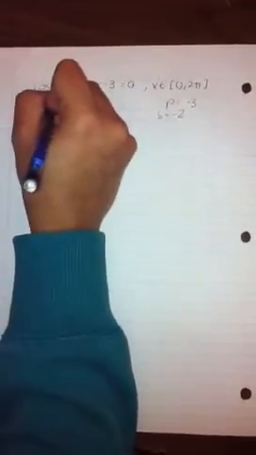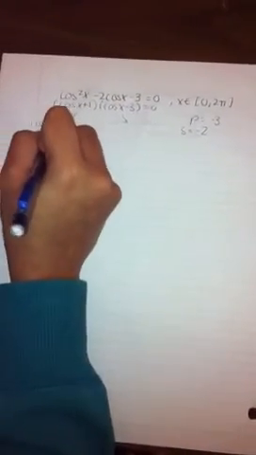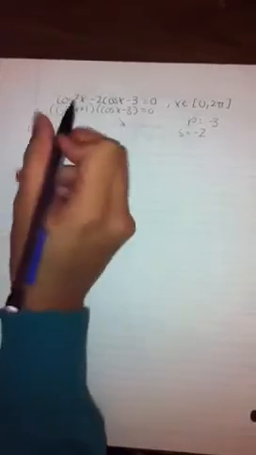So we have cos of x plus 1, cos of x minus 3 equals 0. Solve for each of these individually. Cos of x plus 1 equals 0. Get cos alone. Cos of x equals negative 1. Cos of x is negative 1 when x is equal to pi, and we can see this when we graph the base function cos of x.